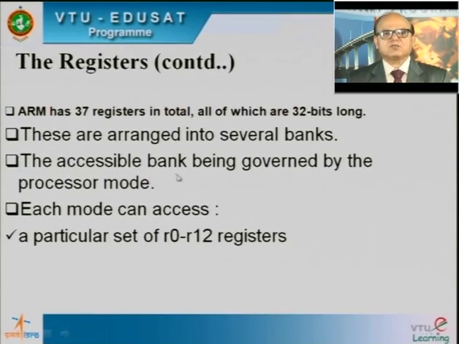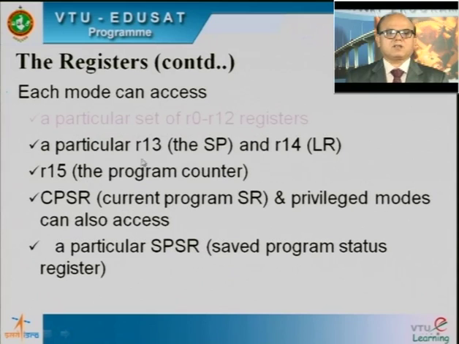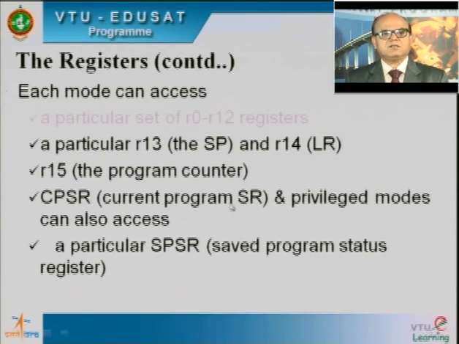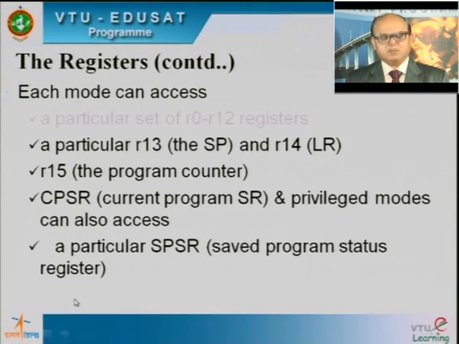So based on that, the specific bank of the register is governed by the processor mode, and each mode can access a particular set of R0 to R12 registers. We will see that later. A particular R13 SP stack pointer, R14 link register, R15 PC, and CPSR current program status register are available, and privileged modes can also access a particular SPSR saved program status register. So there are 5 different SPSRs available, right?